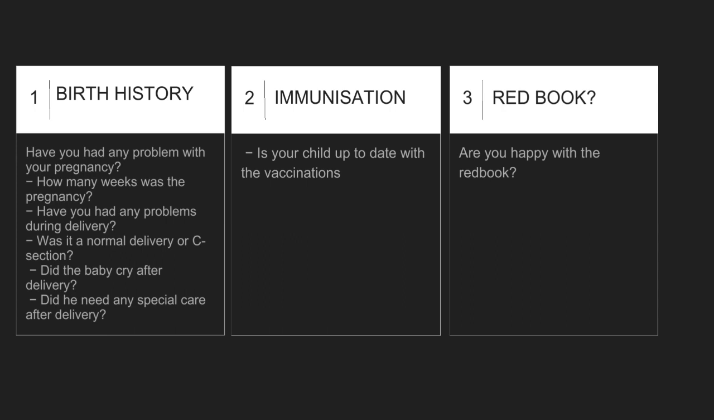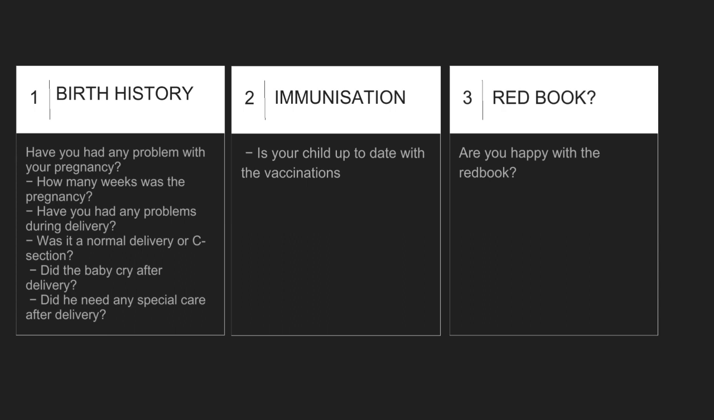Now, questions that you have to ask regarding birth history would be: have you had any problems with your pregnancy? How many weeks was your pregnancy? Have you had any problems during delivery? Was it a normal delivery or was it a C-section? Did the baby cry right after the delivery, and did he or she need any special care after the delivery?